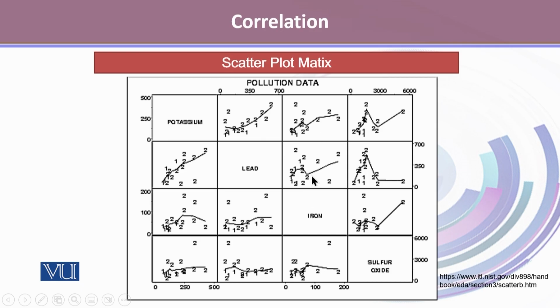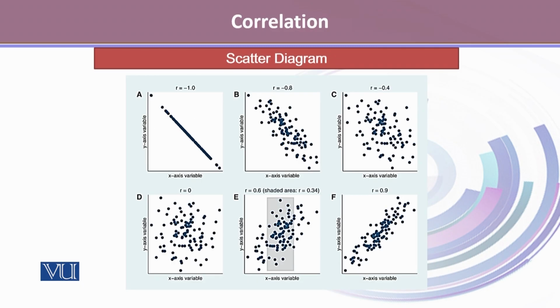This plot here represents the relationship between lead and iron. This represents the relationship between lead and sulfur oxide, and this one for sulfur oxide and iron. In a scatter plot matrix, the plots are symmetrically laid out, where the plots on the upper diagonal are the mirror images of the lower diagonal. A scatter diagram shows us whether there is a relationship or not, or whether there is an outlier or not.